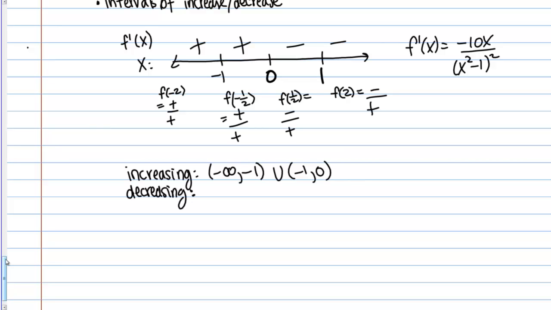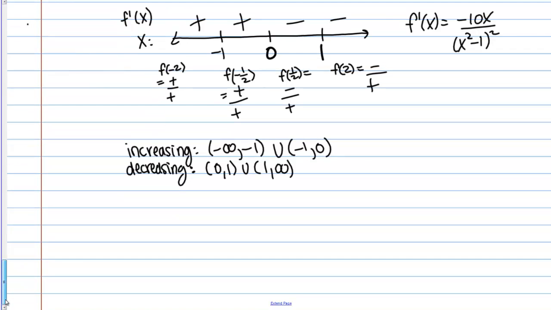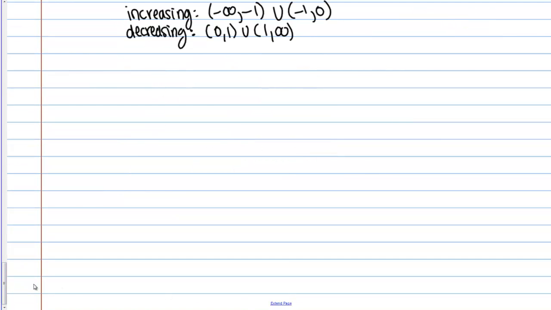Okay, what about decreasing? Same sort of situation here. From 0 to 1, union 1 to infinity. And once again, I'm skipping over 1 because my original function doesn't exist at 1, so it can't be decreasing there. Okay, so now we have our intervals of increasing, decreasing. Let's now think about concavity.